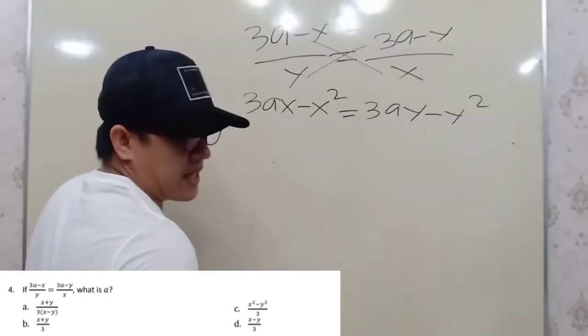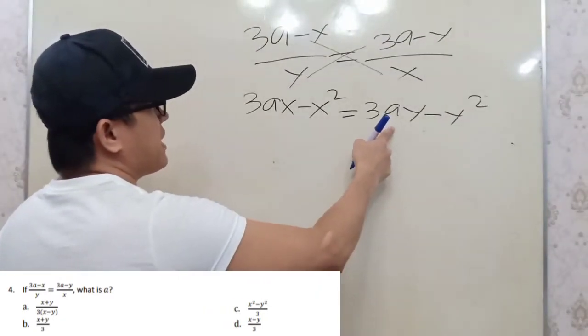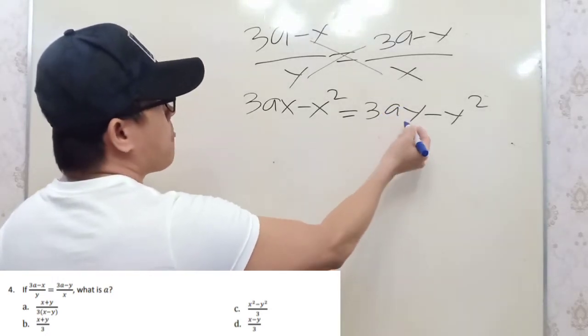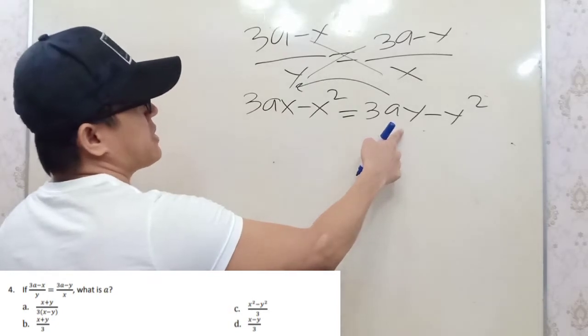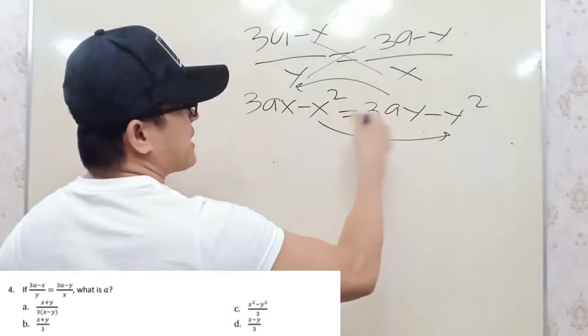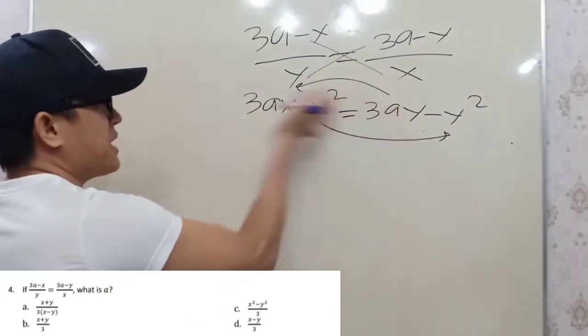We're going to look for a. So, solve natin si a. As you can see here, transpose natin kasi may a dito, may a din dito. Okay? So, transpose din natin to kasi wala siyang a. Lahat ng walang a sa other side, lahat ng may a dito sa other side.